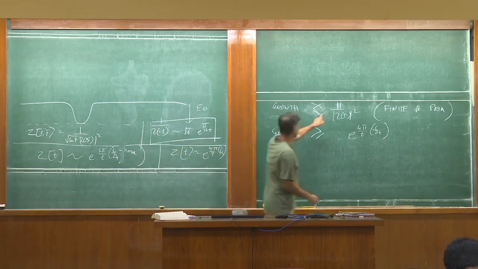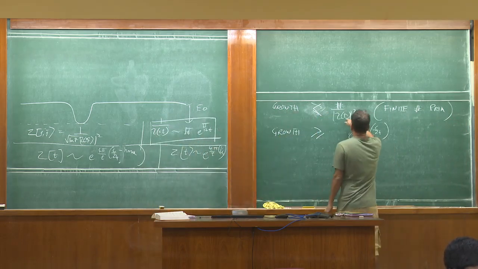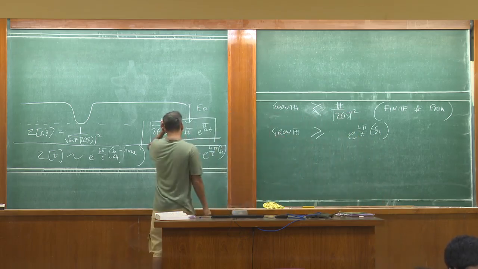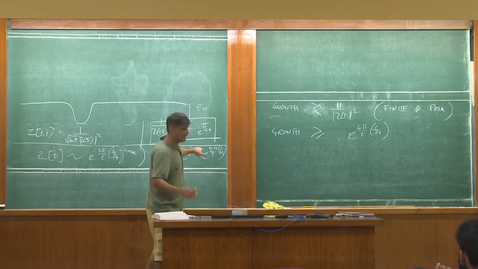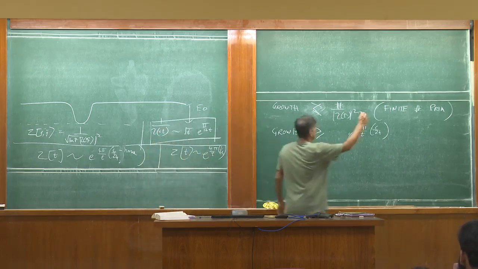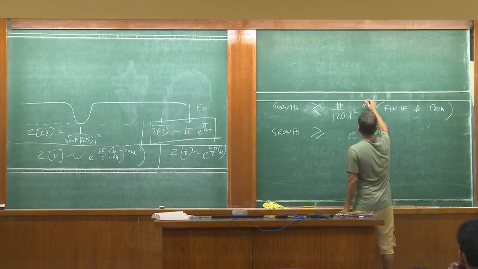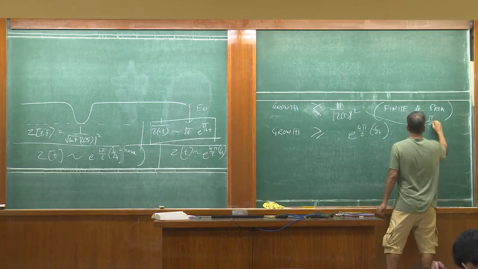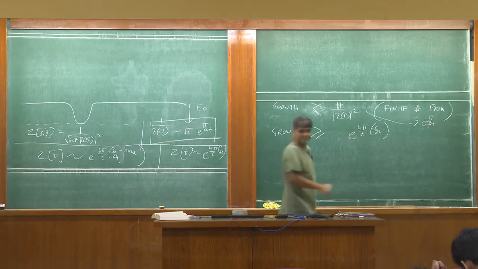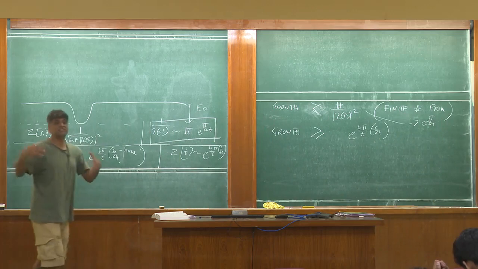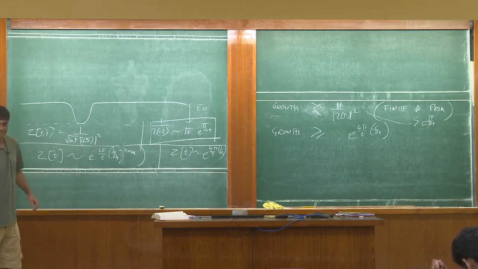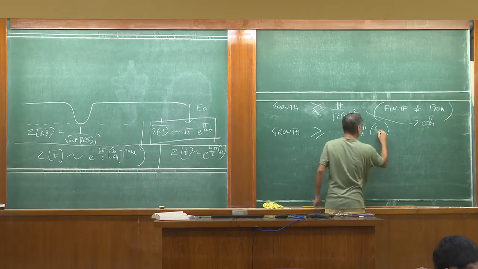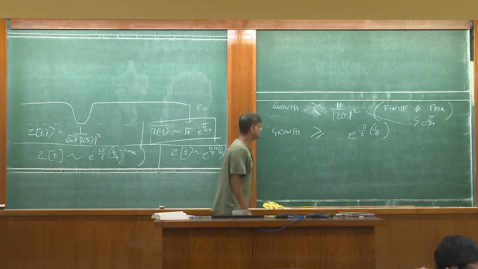Let's estimate this growth. This growth was the square root of t. I'm not writing it, it won't matter, but right now this goes like e to the power pi by 6, because you mod squared the eta growth. Now, 4 by 24, that's also a 6. So that's sort of nice.